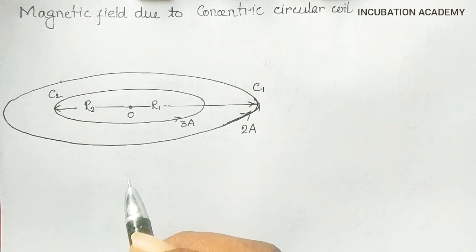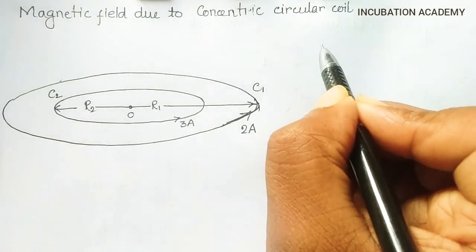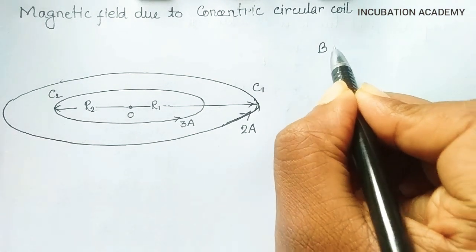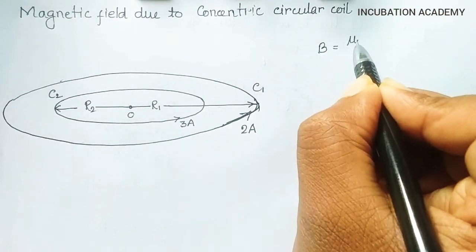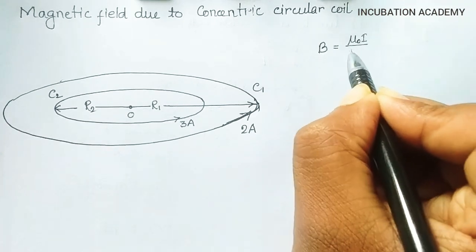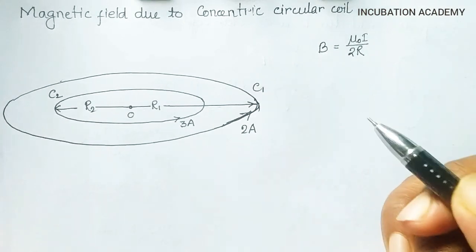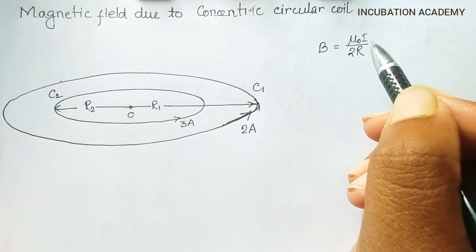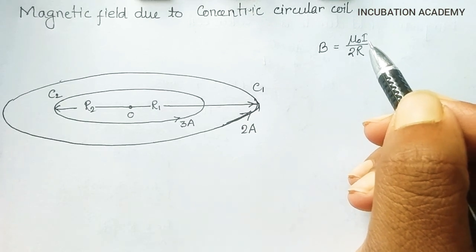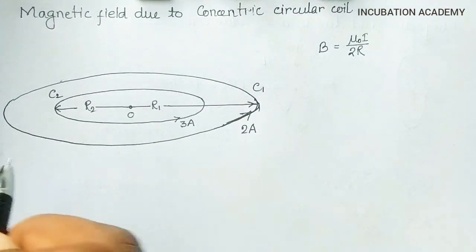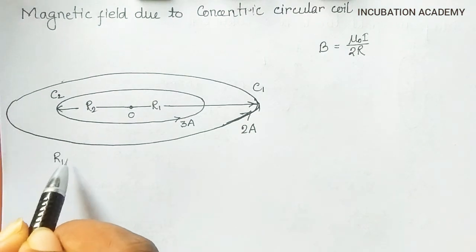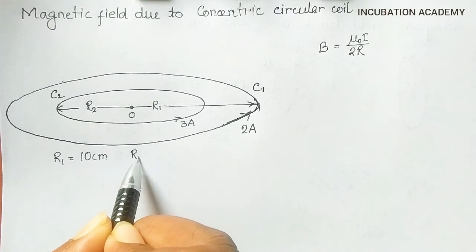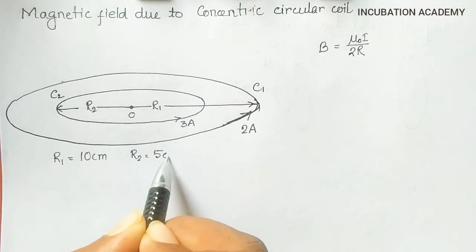So what we have to do? We have to know what is the value of the magnetic field at the center of the coil, that we know from the previous video, that is mu naught I divided by 2r. Okay, so obviously it is along the axis and its direction depends on the direction of the current flow. So if I consider that R1 is 10 centimeter and R2 say 5 centimeter.